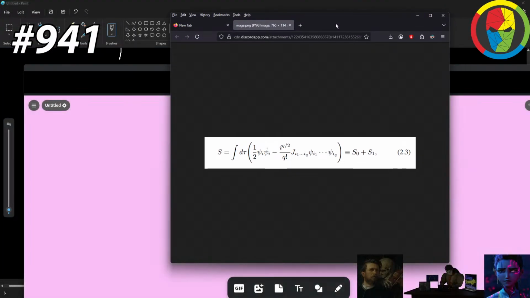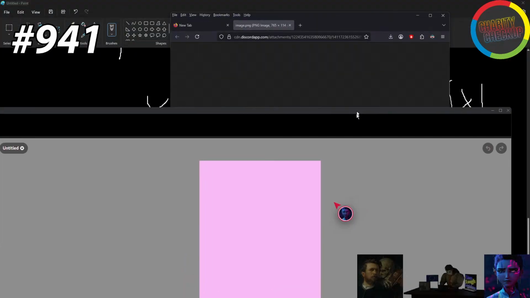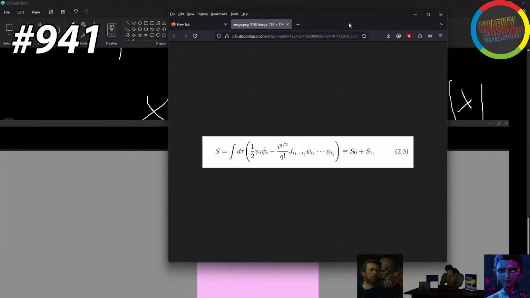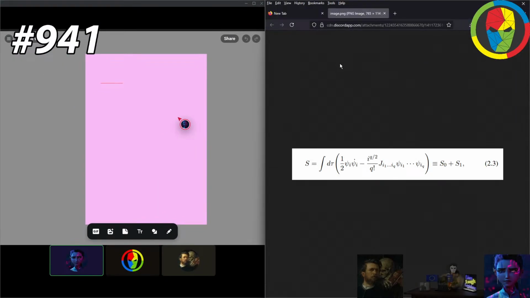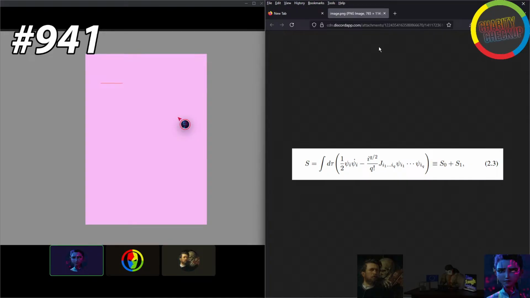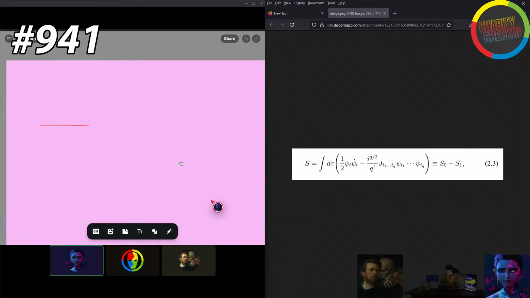So, the first term, the half psi_i psi dot_i. Oh, it's gone. Get it back. Yes. That is just kinetic energy. This just describes the propagators without interactions. So that's just a free line. In this case, it's just a single line. That's described by the first term. The second term is interaction. And in this case, I would like q equals 4.